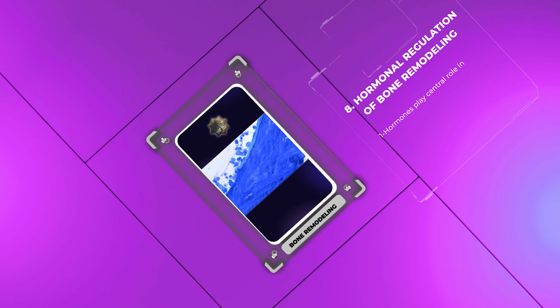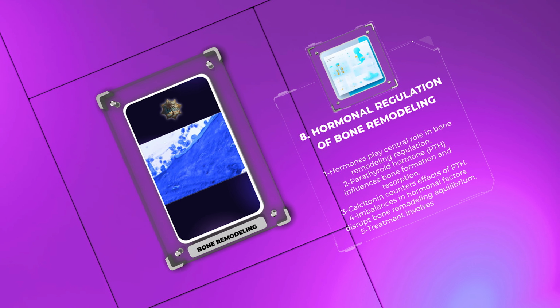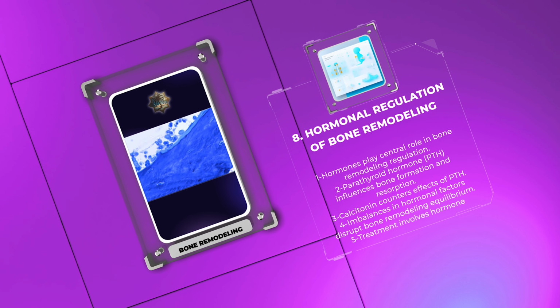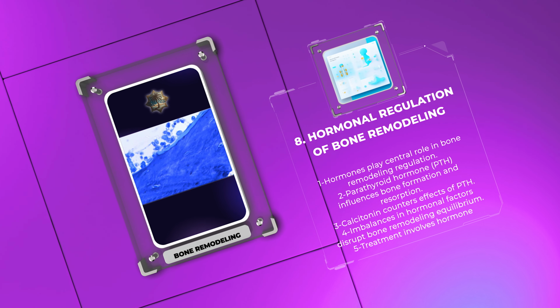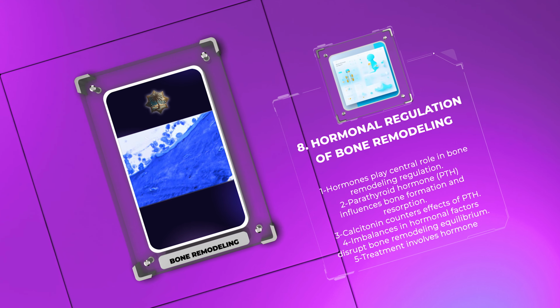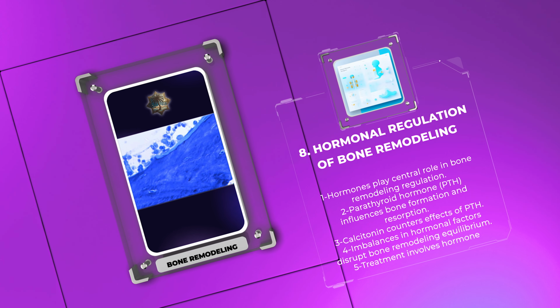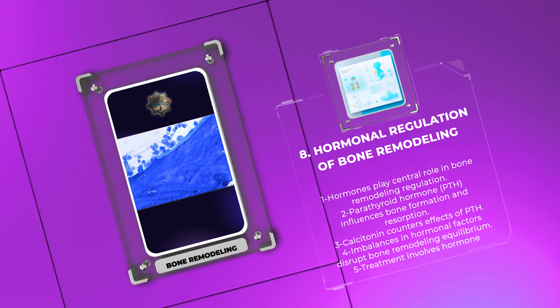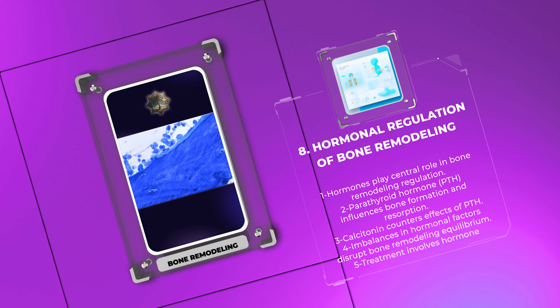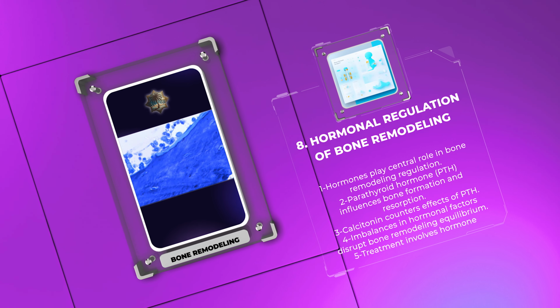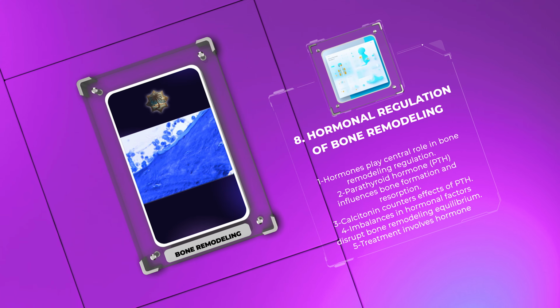Hormones play a central role in the regulation of bone remodeling processes. Parathyroid hormone, PTH, secreted by the parathyroid glands, acts as a key regulator, influencing both bone formation and resorption. PTH stimulates osteoblasts to release factors that enhance bone resorption while promoting calcium reabsorption in the kidneys.